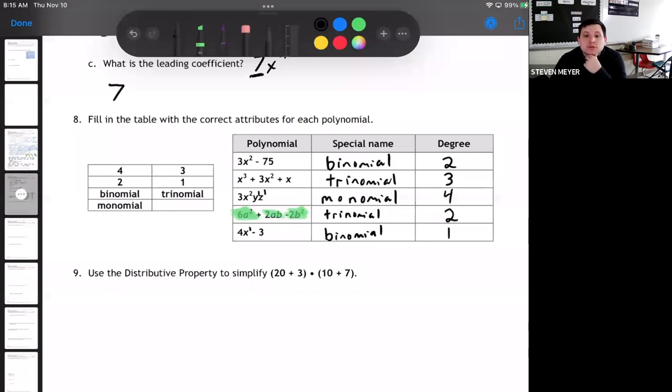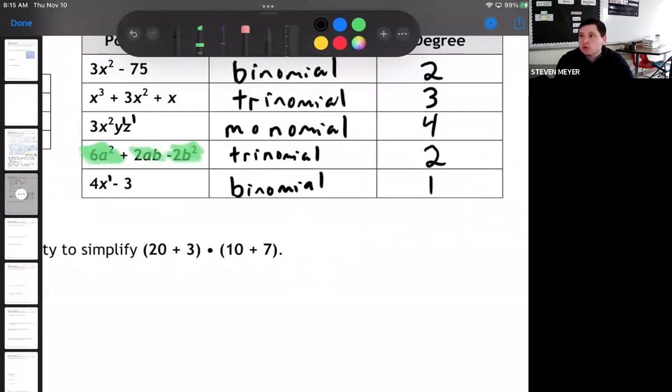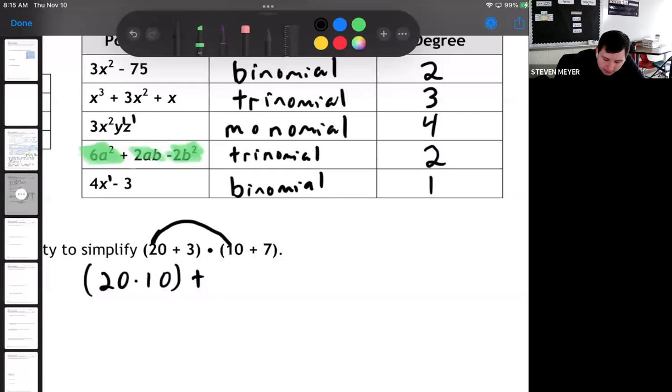Okay, use the distributive property to simplify (20 + 3)(10 + 7). When we're doing distribution and I have 2 terms, I need to do first distribution on top and then distribution underneath. So first I'll do 20 times 10. And I'll put these in parentheses so I know that I'm first doing the multiplication and then doing addition at the end. And then I do 20 times 7.